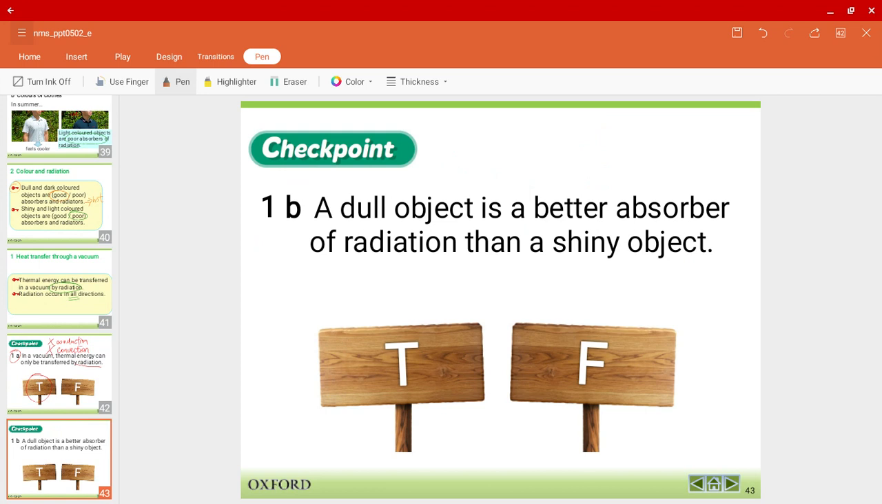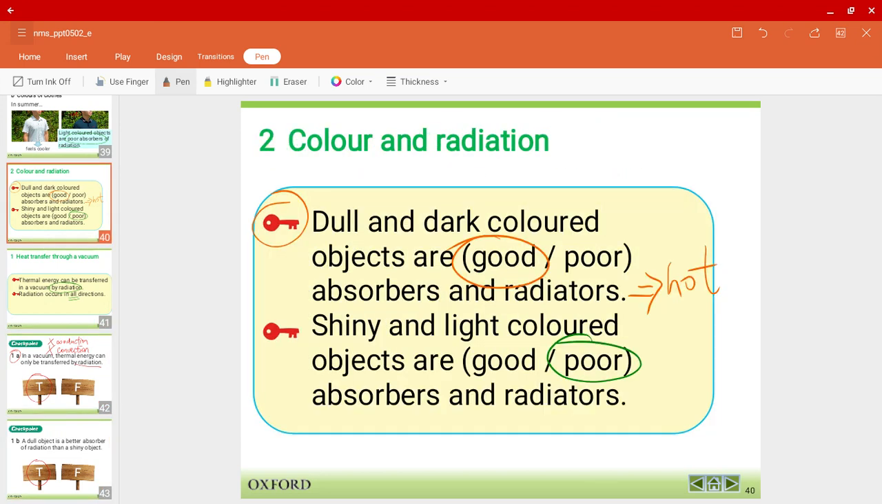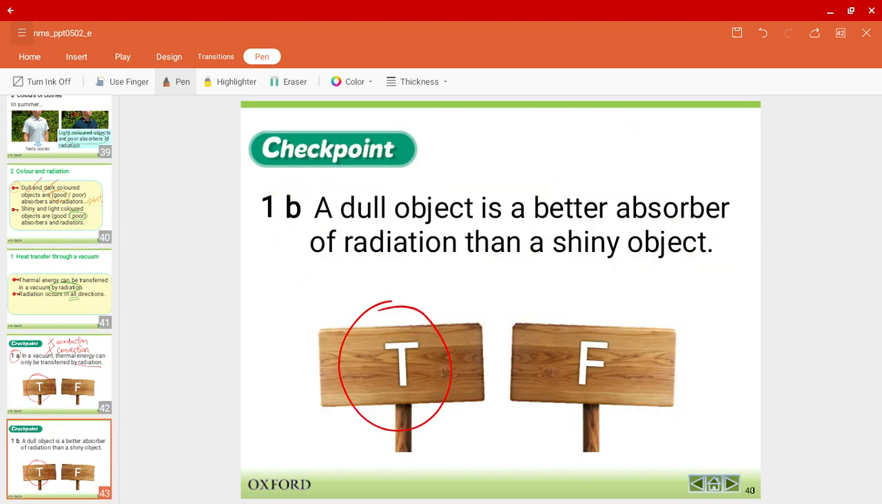Let's see part B. A dull object is a better absorber of radiation than a shiny object. Is that true or false? Yes, it is true. A dull object, let me go back over here. A dull object and a dark colored object are good absorbers and radiators. So over here, yes, this is true. They are better absorbers of radiation than a shiny object.